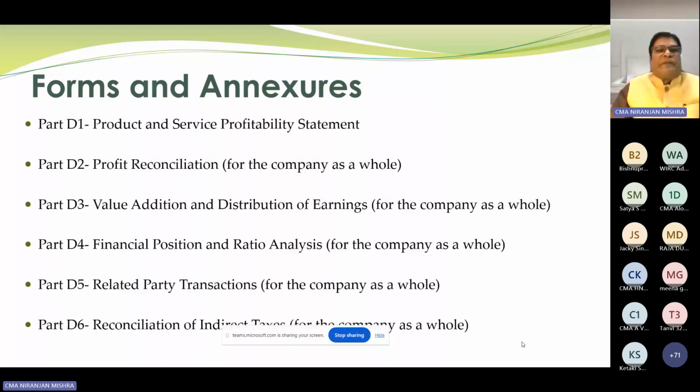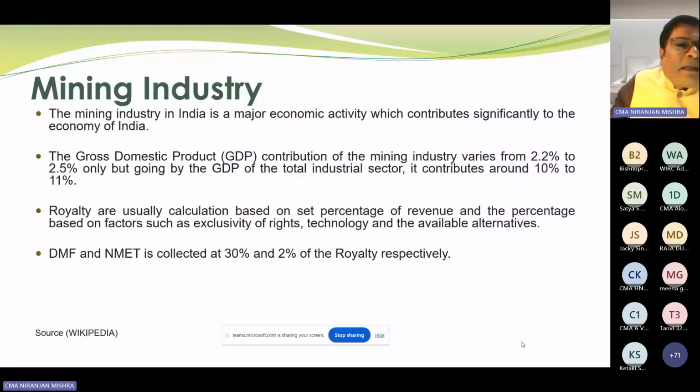Now, the mining industry. In my opening remarks, I told you this is one of the major economic activities which contributes significantly to the economy of India. The gross domestic product GDP contribution of the mining industry varies from 2.2% to 2.5%. But going by the GDP of the total industry sector, it contributes around 10% to 11%.